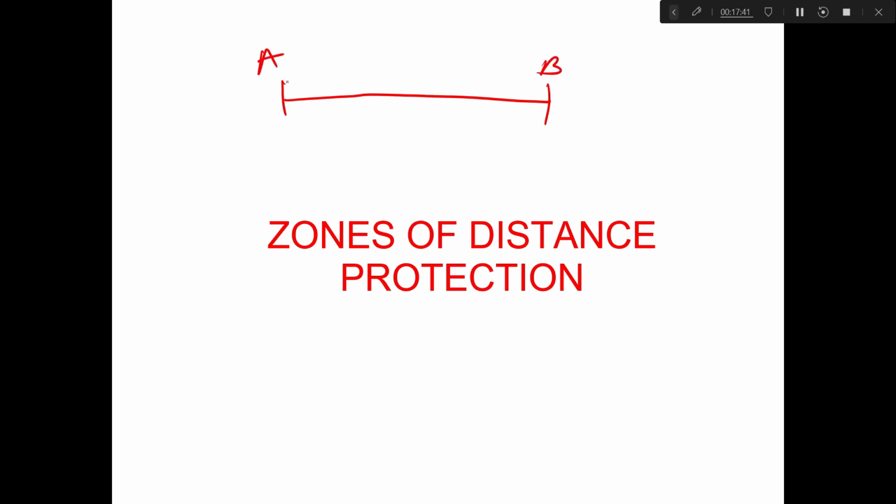Because of this, we cannot set a single zone with 100% of the transmission line length. Suppose this is a 100-kilometer line and we set zone 1 as 100 kilometers. What happens if all this error contributes in the positive 20%? The relay apparent impedance might reach up to 120 kilometers, which is beyond the principal line. So your relay might operate for out-of-zone faults because of this 100% setting.